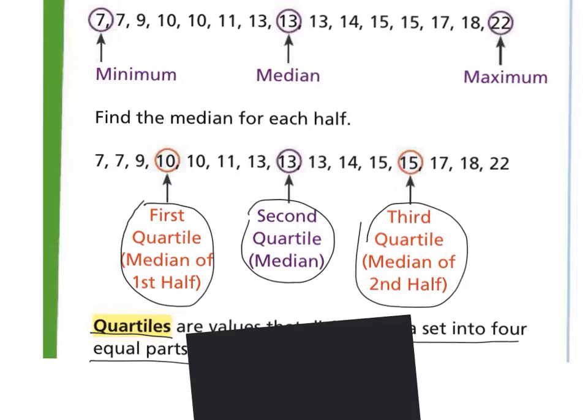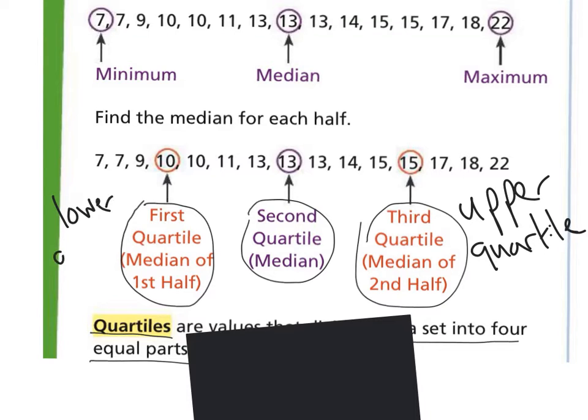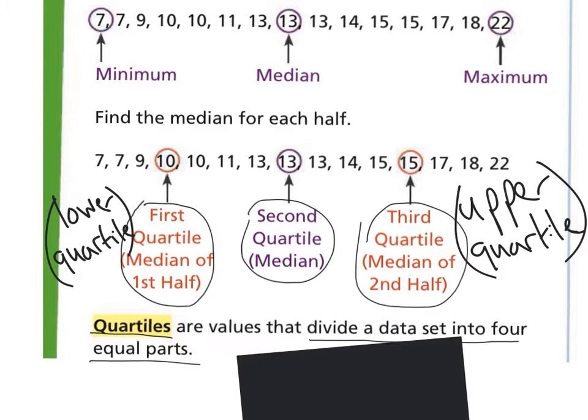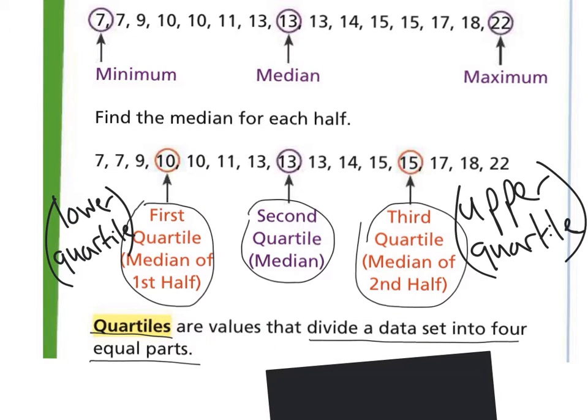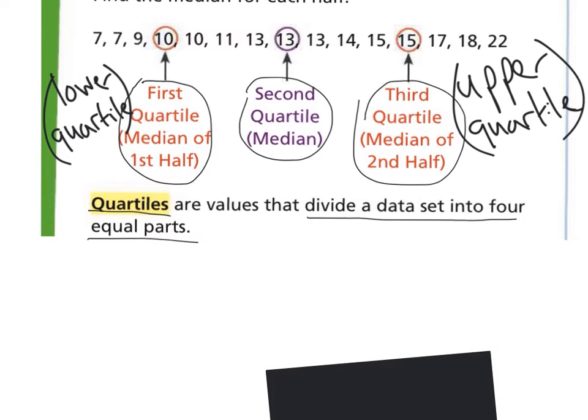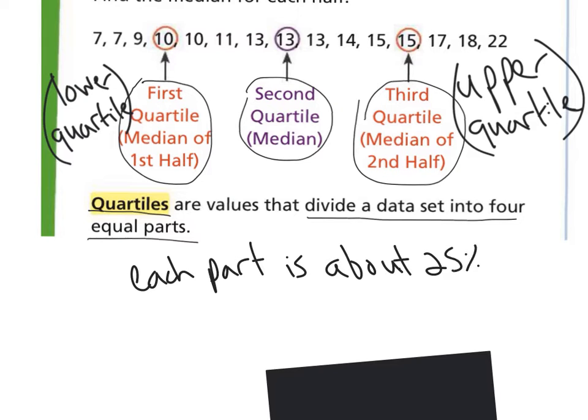Sometimes instead of the third quartile, they might call this the upper quartile. And instead of the first quartile, they might call that the lower quartile. Okay, so those words or phrases can be used interchangeably. And then quartiles divide the data set into 4 equal parts. And again, each part is about 25% of the data.